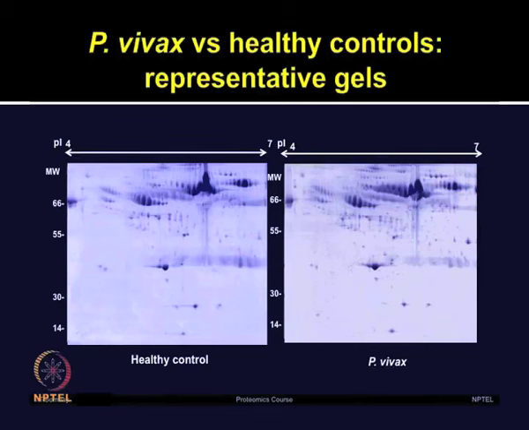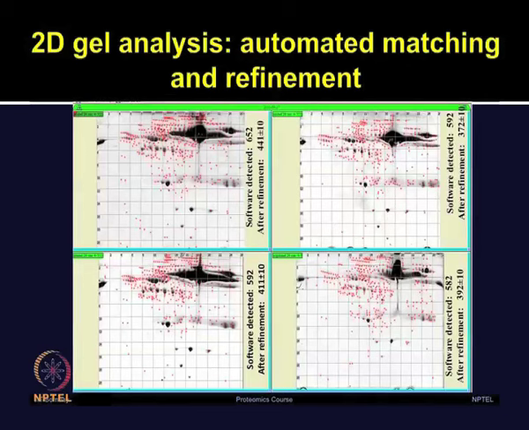So, these samples, as you can see, showed a large number of protein spots resolved on these gels. After separating these protein samples on 2D gels from various patients and controls, the most challenging task was the data analysis. So, automated matching as well as manual refinements were performed to obtain how many spots are significantly modulated due to vivax infection.